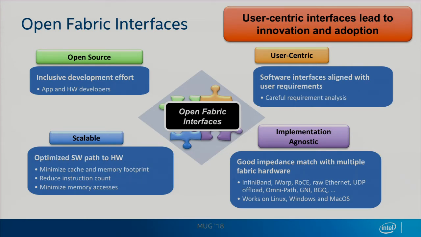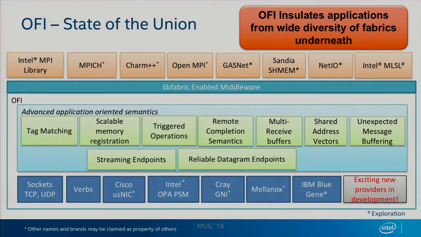The main goal of Open Fabric Interfaces is to be an open source implementation, which is implementation agnostic of the underlying fabrics, and be designed to be more application centric as opposed to device centric. This is the current state of the union right now.